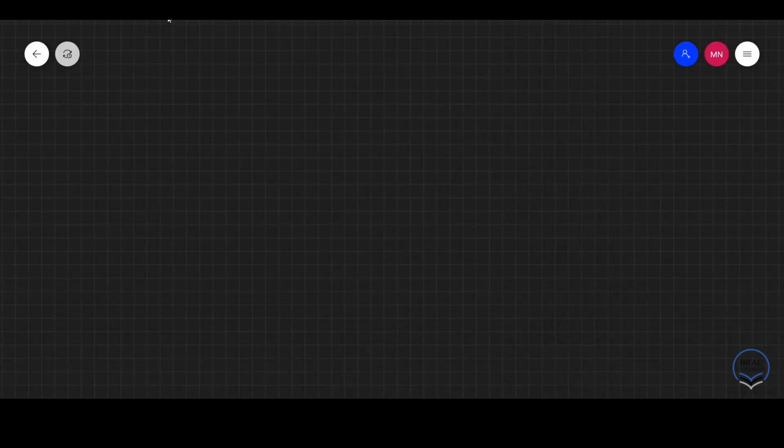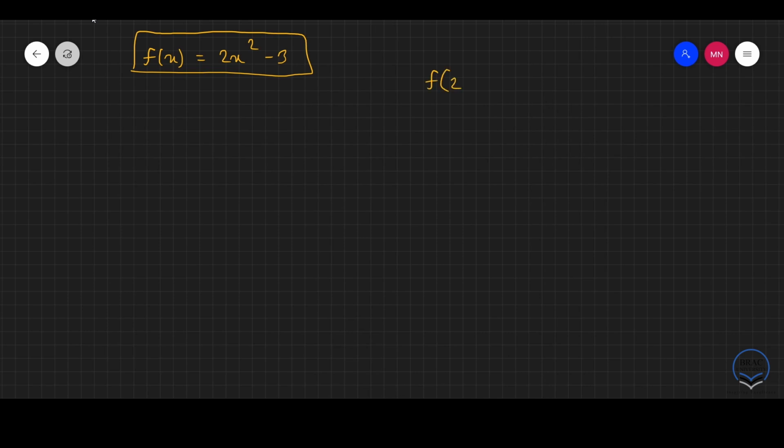Okay, so let's consider a different function. Let's say we have the function f of x is equal to 2x squared minus 3. Right, so we are given this function, and now we want to find the value of the output when x is equal to 2. So when x is equal to 2, what is the value of our function?